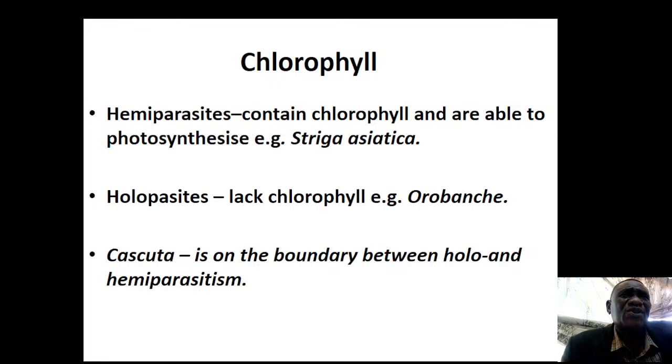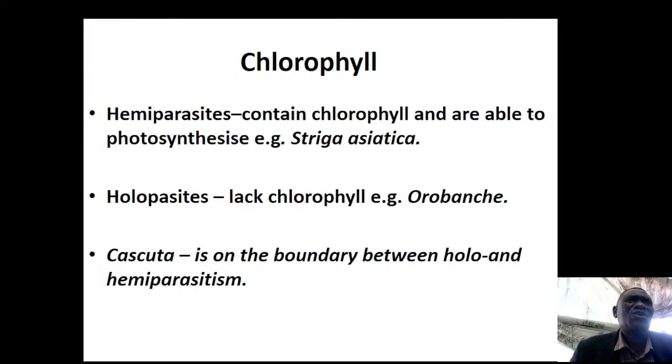We can also use chlorophyll to differentiate different types of parasites. We have what we call hemiparasites. These contain chlorophyll and are able to photosynthesize, for example, Striga asiatica. Then there are holoparasites. These lack chlorophyll, for example, the Orobanche.